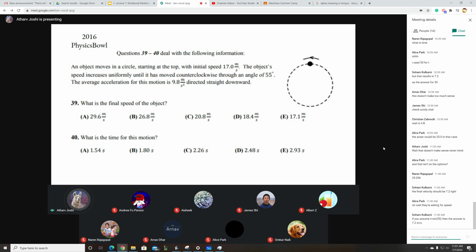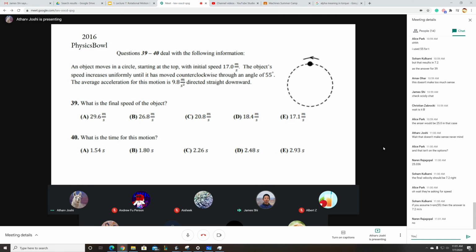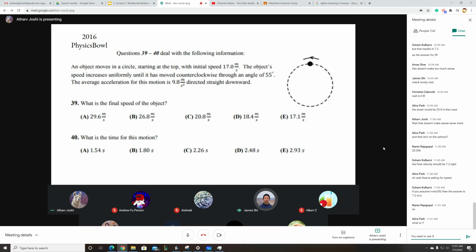Wait, James, did you teach them the rotational kinematics yet? Not really. But I don't think you need that. You don't really need much for this. You don't actually. Oh, I get it.